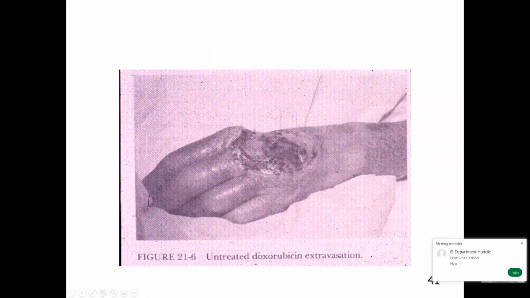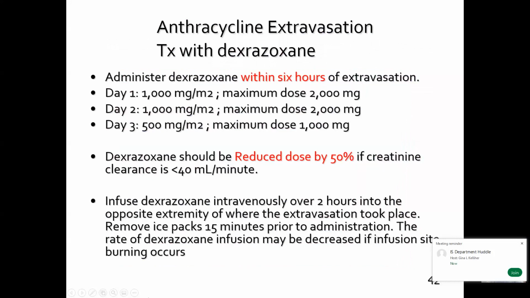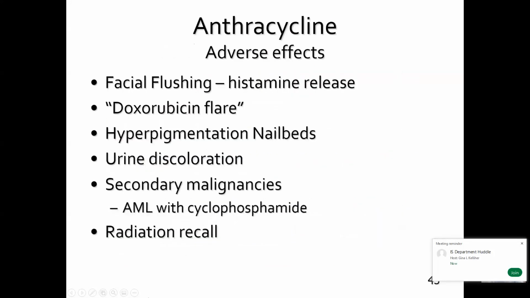This is just a picture of what happens if you get peripheral administration and get an extravasation. And we won't go into a ton of detail because I believe you have a lecture about that. But anyway, there is the antidote or treatment for extravasation. If you administer it, the key points are you need to do that within 6 hours of extravasation. It's a 3-day course of therapy. You need to reduce it for renal function. And it's a 2-hour infusion, and basically you take the ice packs off and infuse it in the opposite extremity 15 minutes after you take the ice packs off.